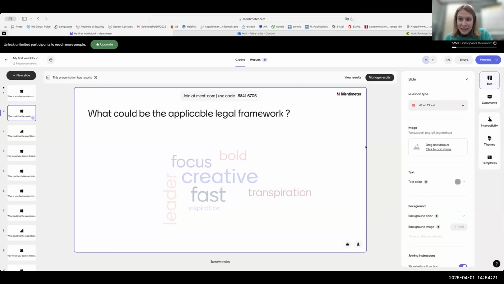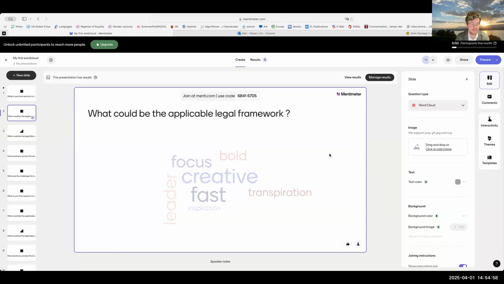Fabian, sorry, just saying this to the participants, maybe click again on the link that Fabian has shared. This would take you to the slide, what could be the applicable legal framework? Because currently, if you stay in the link from before, you would see the previous question, what is your first reaction? For some reason, it doesn't want to move. Try to refresh the browser, maybe. Yes, I need to make the browser again because it disappeared. Apologies for this technological challenge.